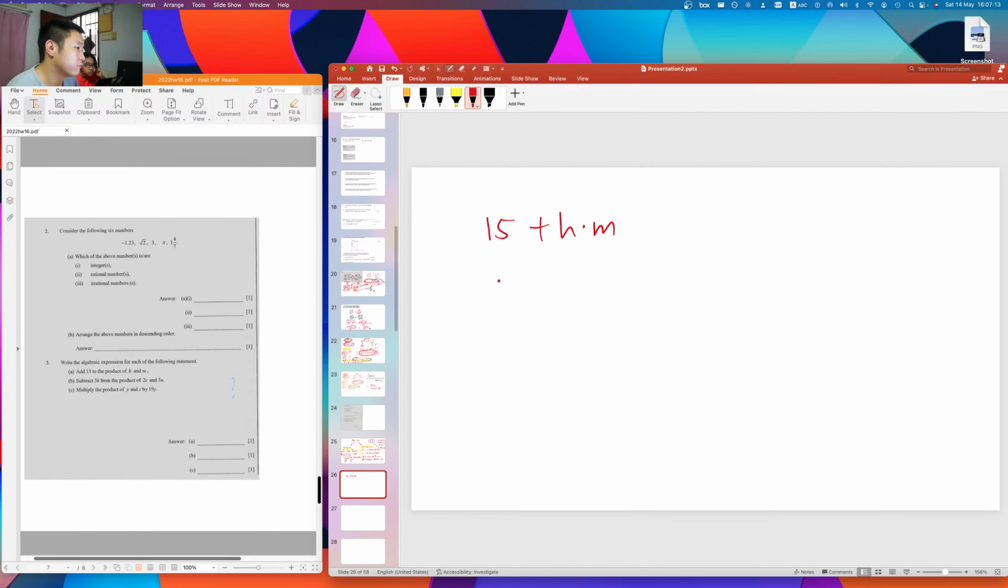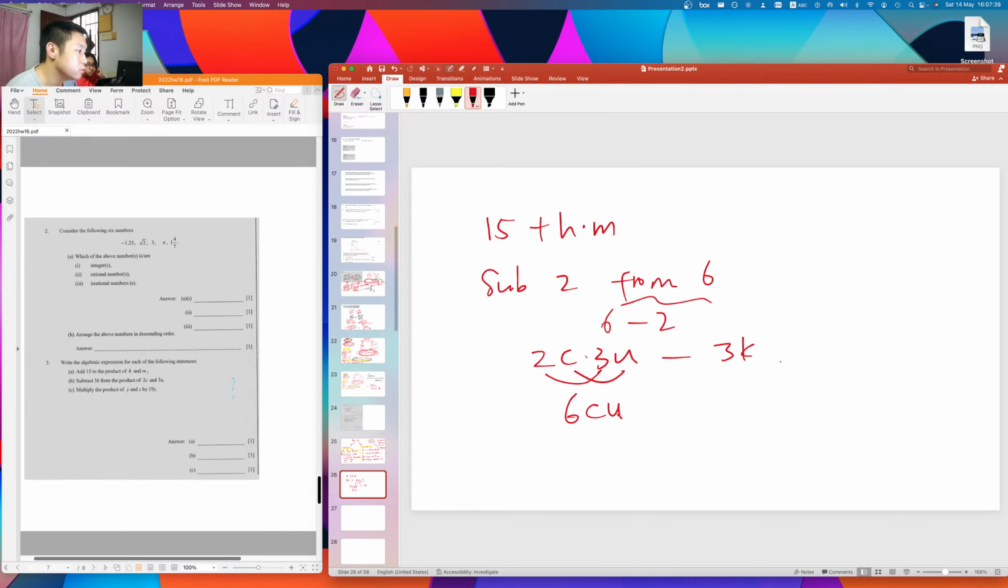So subtract something from. So subtract 2 from 6, that means you start from 6, then minus 2. From means start from there. So over here you have 2c 3u minus 3k. Can you see that number times number, then letter times letter. So 2 times 3, 6, cu, c comes before u, so minus 3k, and that's the simplest.